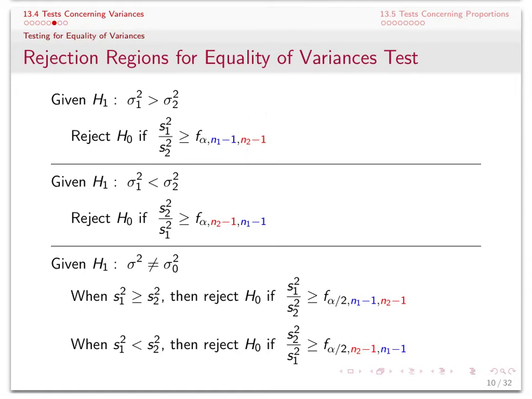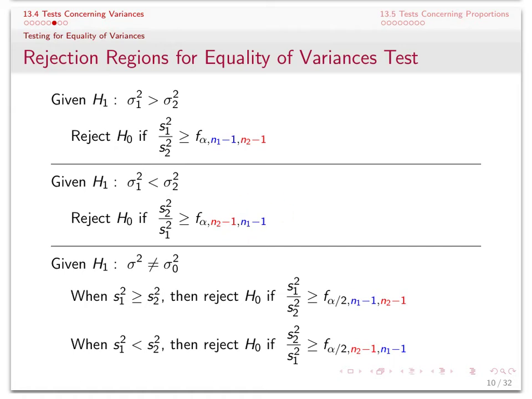If it so happens that we're working with a left-tailed test, and in this case, that's probably going to happen if we notice that the S1 squared is less than the S2 squared, then remember our test statistic is the S2 squared over S1 squared, and we're going to reject the null hypothesis if that test statistic is greater than the critical score given by the F distribution with an area of alpha to the right. But in this case, the numerator degrees of freedom are n2 minus 1, and the denominator degrees of freedom are n1 minus 1.